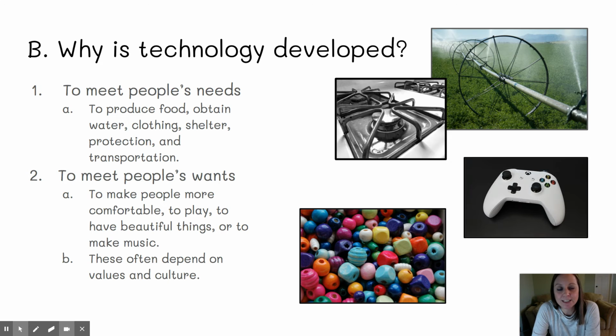We also create technologies because they're what people want. So a lot of things that people would want would be things to make you more comfortable, things you can play with, things that might just be beautiful, or things like music. And often these depend on values and culture. So when you look at different cultures in different parts of the world, people's wants may vary depending on where you are. But the needs are the same. People have the same needs regardless of where you are in the world.